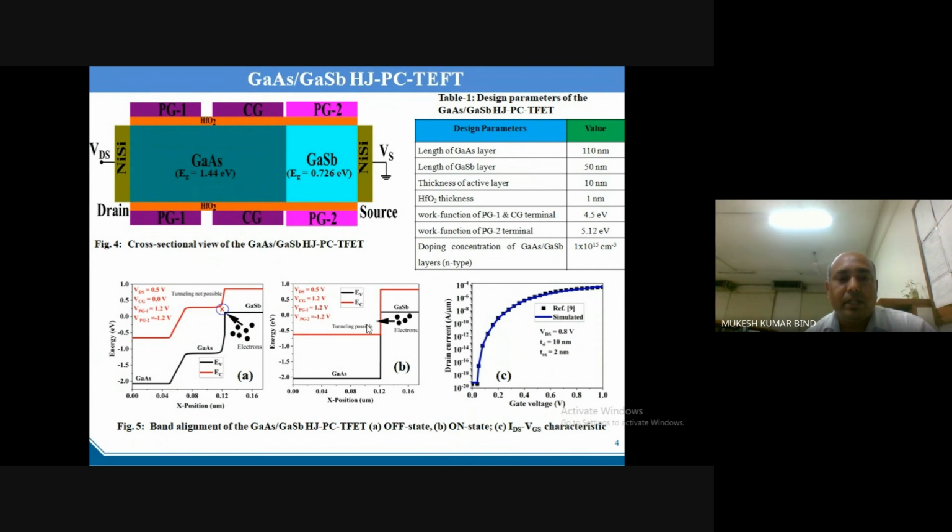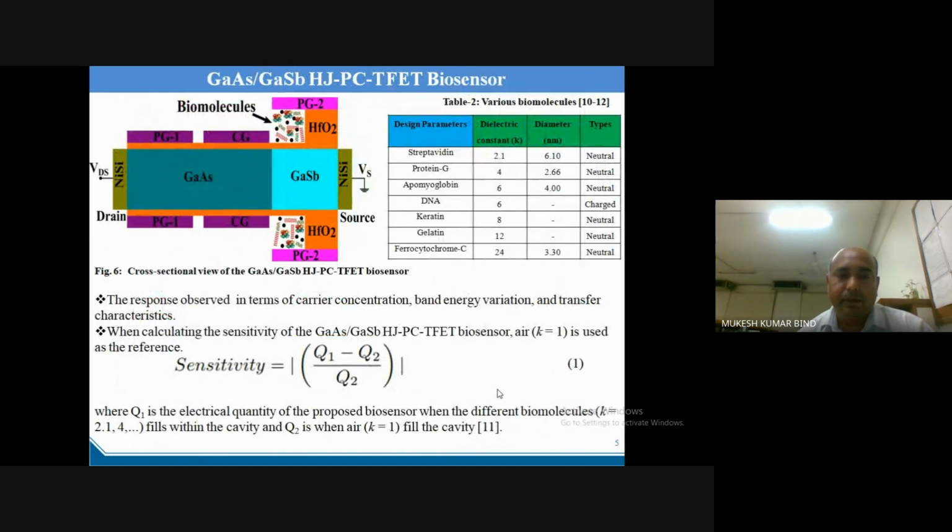Before using this device as a biosensor, we compare and calibrate the proposed device to the references. Here, in Figures 5 and 6, you can see the proposed device's transfer characteristics and the reference device's are almost similar. Hence, these figures calibrate and authenticate our simulated device.